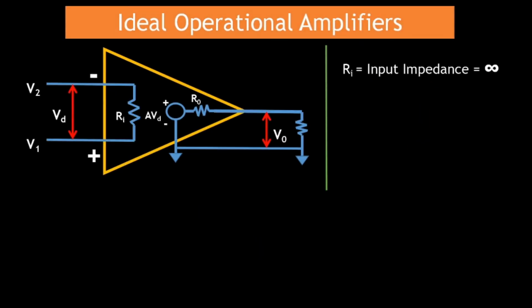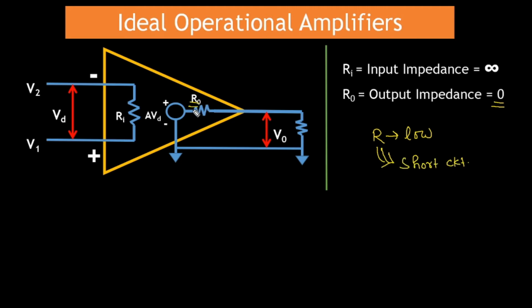The second characteristic of an ideal op amp is that its output impedance, R0, is equal to 0. When the value of a resistance is really low, it behaves like a short circuit. So R0 will become like a short circuit in case of an ideal op amp. Whatever voltage is obtained across this voltage source will be obtained across the output, that is across the load resistor RL. So the value of output will be A into Vd, since there is no resistance in the path.